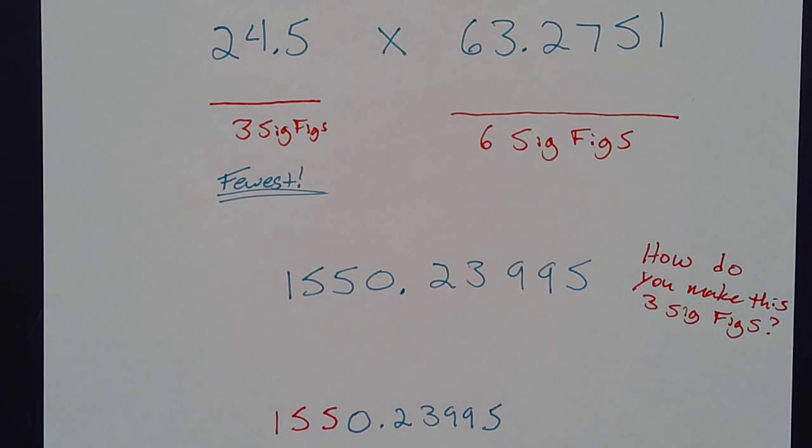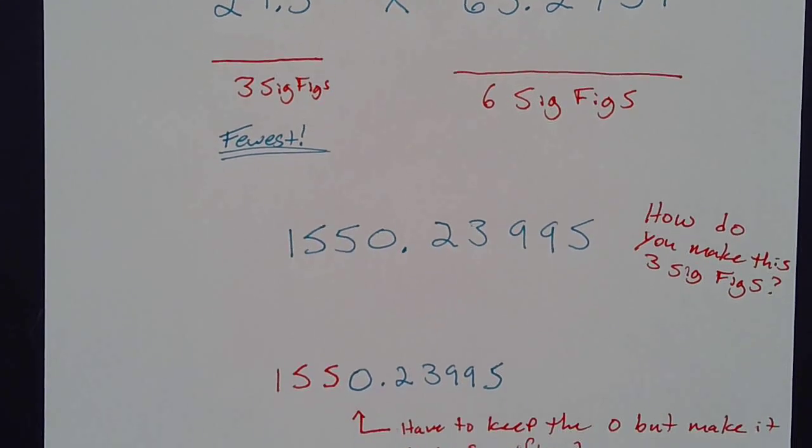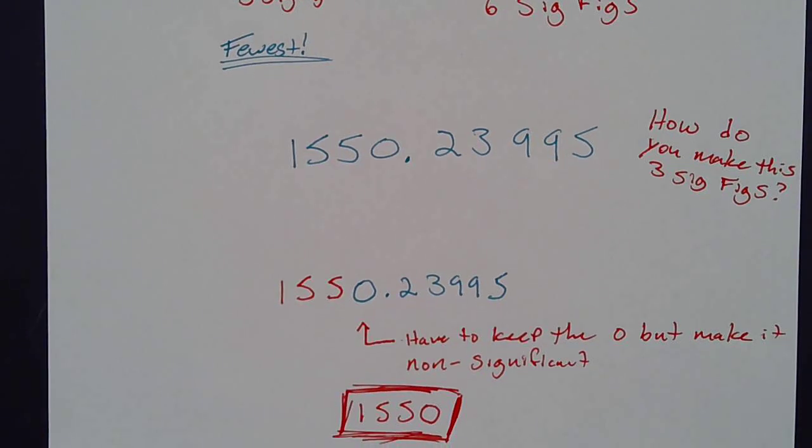But I have to keep it some way. So how are we going to do that? Well, we have to keep it, but we're just going to take that decimal point off, right? If I have 1,550 here with no decimal point, this 0 is no longer significant. I have my 3 sig figs. I have the scale of the number that I need, and that's what we're going to do.